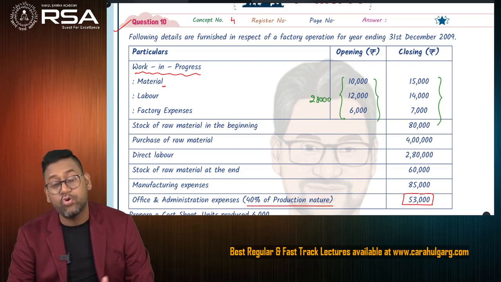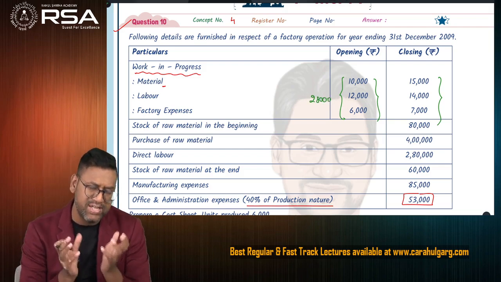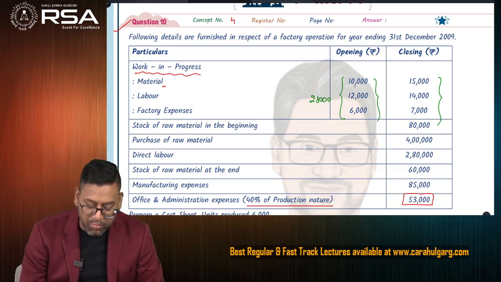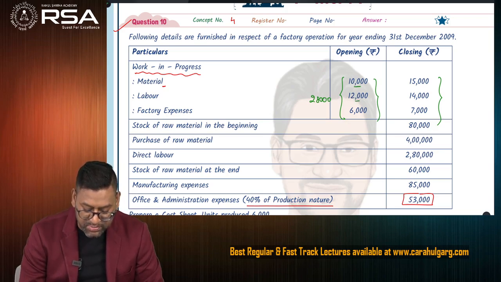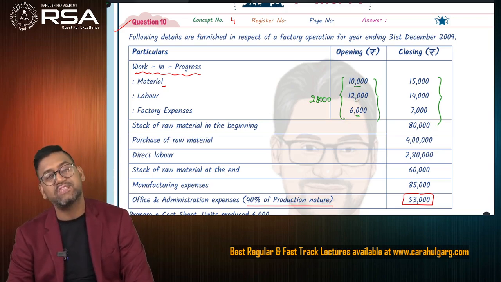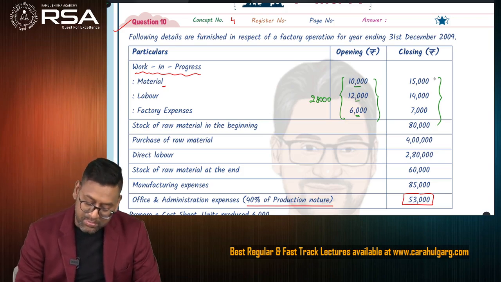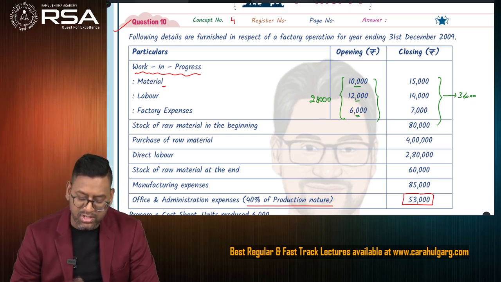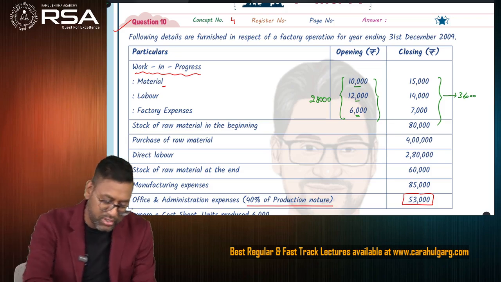So this is the opening stock of WIP. In WIP means, it simply means to say, for the units which are in WIP, rupee 10,000 of material has been incurred, 12,000 of labor has been incurred, and 6,000 rupee of factory expense has been incurred on that particular goods. Similarly, when you add up these three, you will get the closing stock, which becomes 36,000. So you are going to solve it in this manner. Okay.